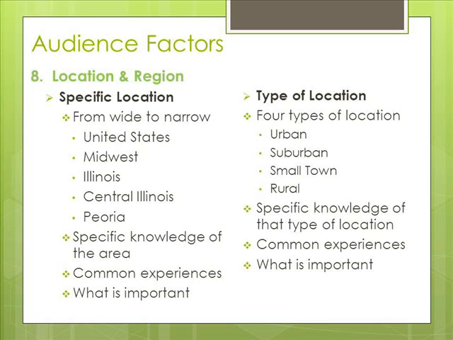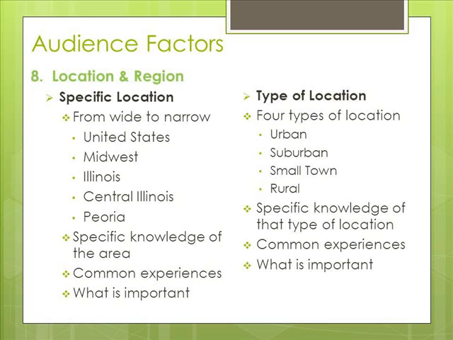The other thing is the type of location in which your audience lives. And there are 4 basic types. There would be urban, which would be in the city, suburban, in the burbs, small town, and rural. People who live in these types of locations also have specific knowledge about that type of location. But more importantly, they have common experiences living in those locations.